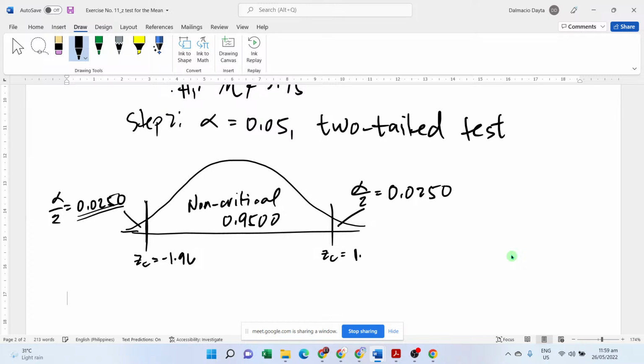Pareho na lang siya dito, positive 1.96. So, the Z critical is positive, negative 1.96. That means, when we compute for the Z value, if it appears to be something less than negative 1.96, reject the null hypothesis. Or, if it's something greater than 1.96, say 1.97, 1.99, 2.1, reject the null hypothesis. But if it is something in between, do not reject the null hypothesis.